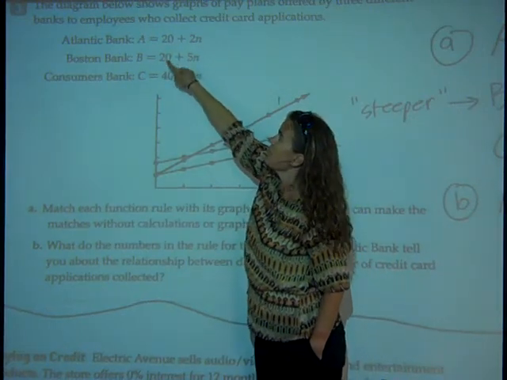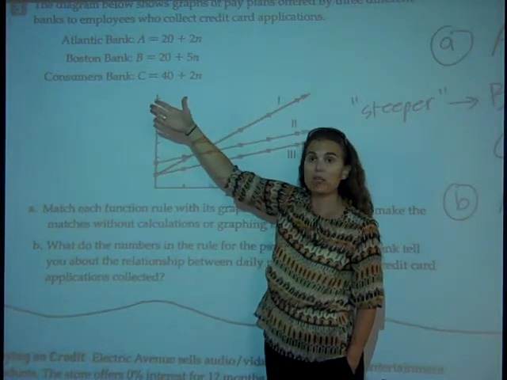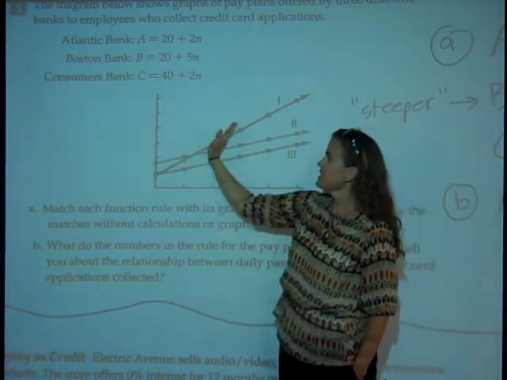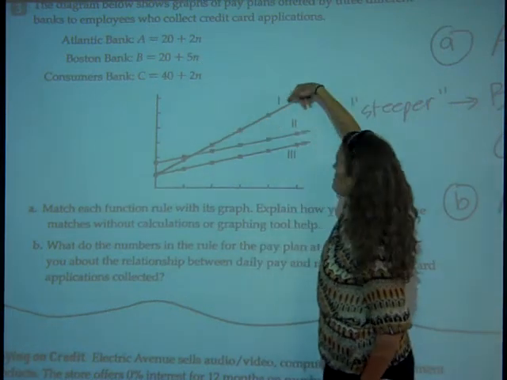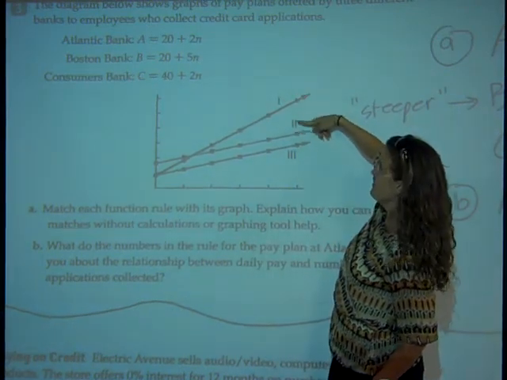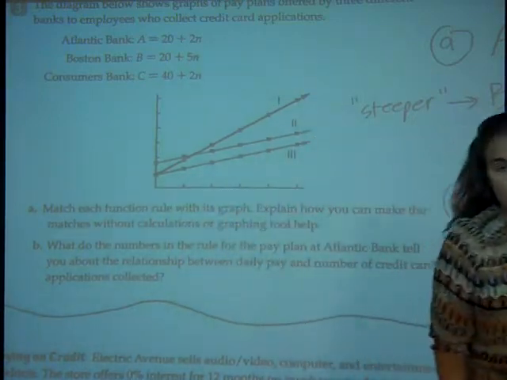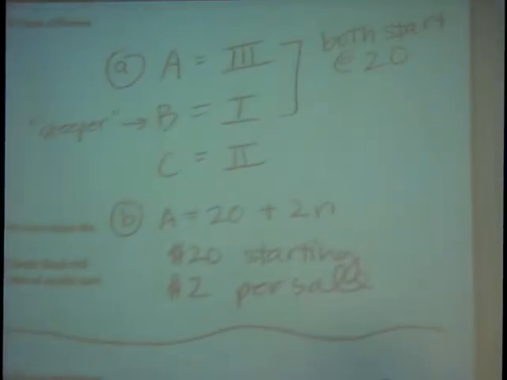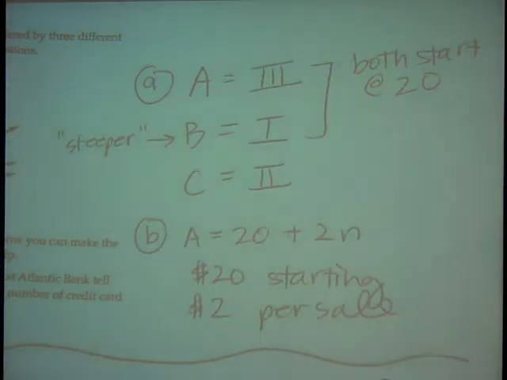If you look at 20 for both of them, one has a 2 out in front and one has a 5 out in front. That will affect the slope. Okay? So whichever one's steeper will have the steeper slope. So that's why I know that B was graph 1 and number 3 was graph A. So we can compare the slopes. Okay? So letter A should have been 3, B should have been 1, and C should have been 2.